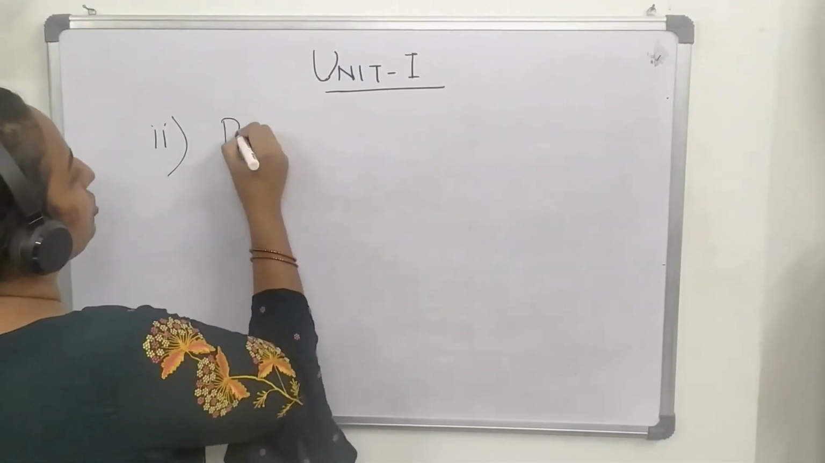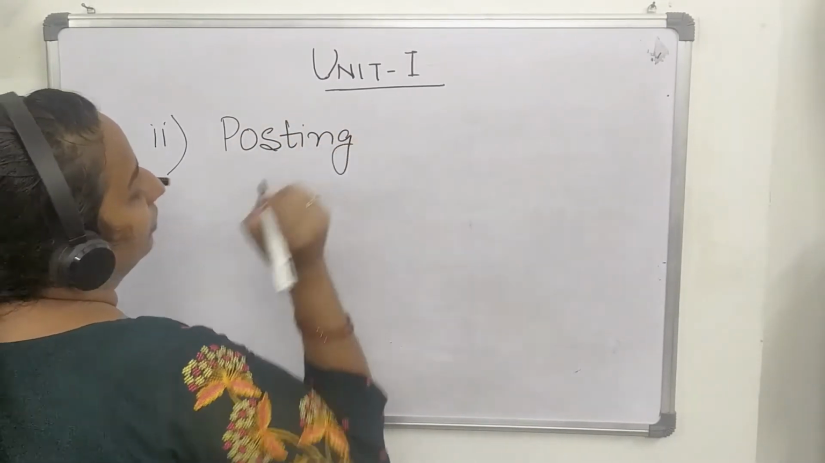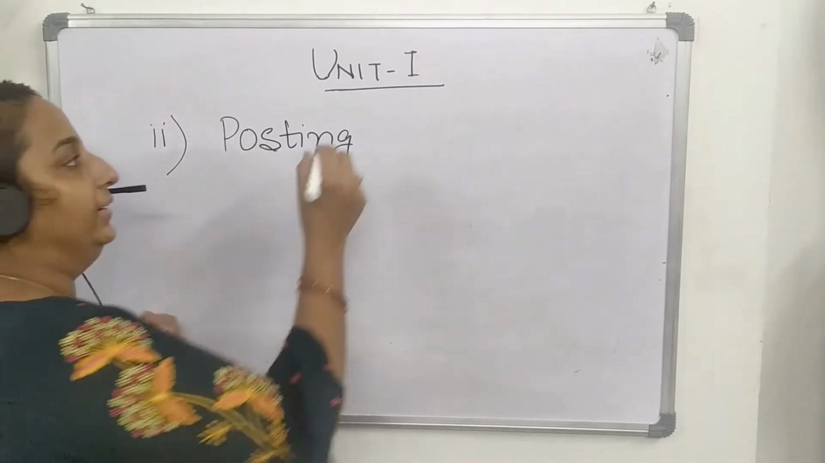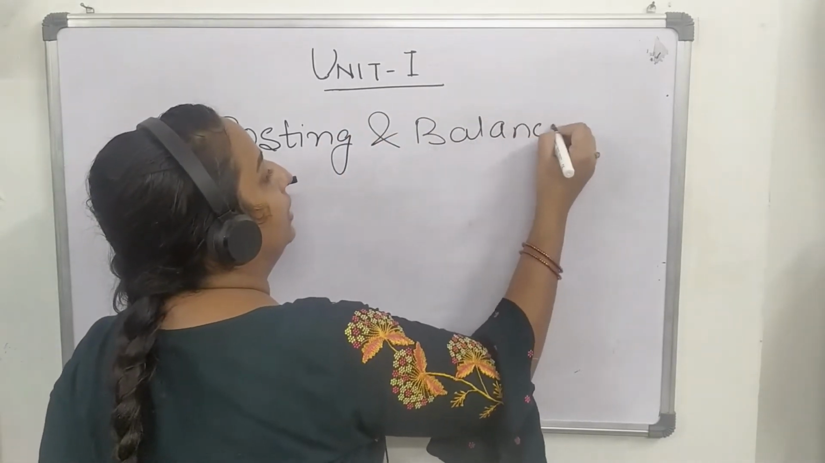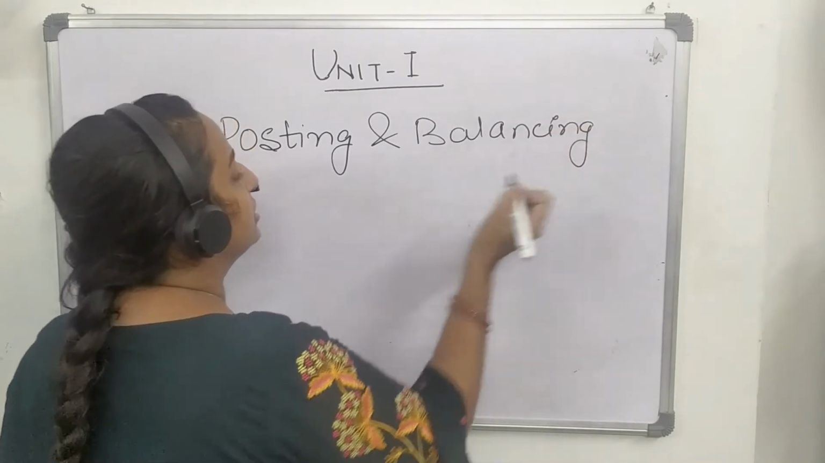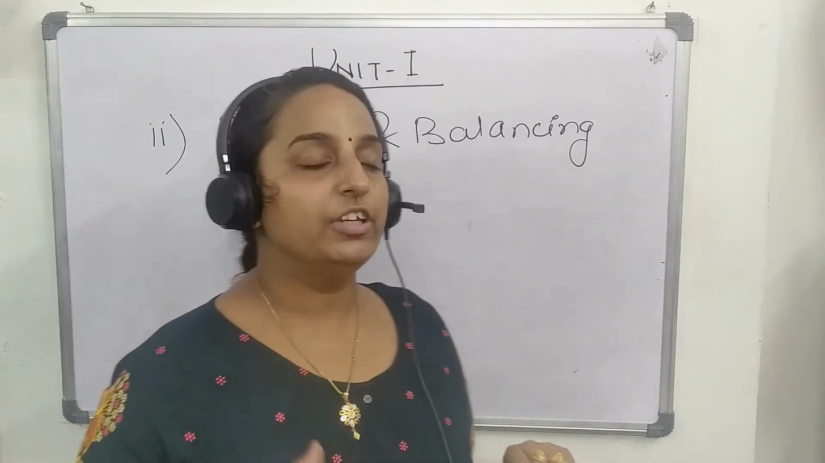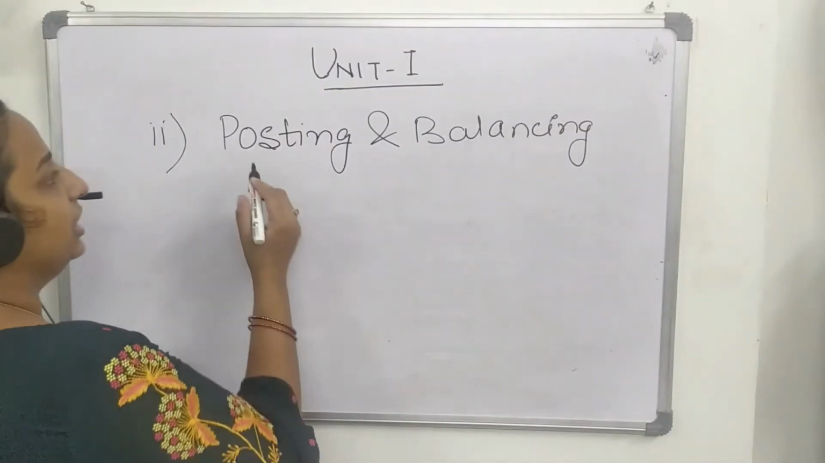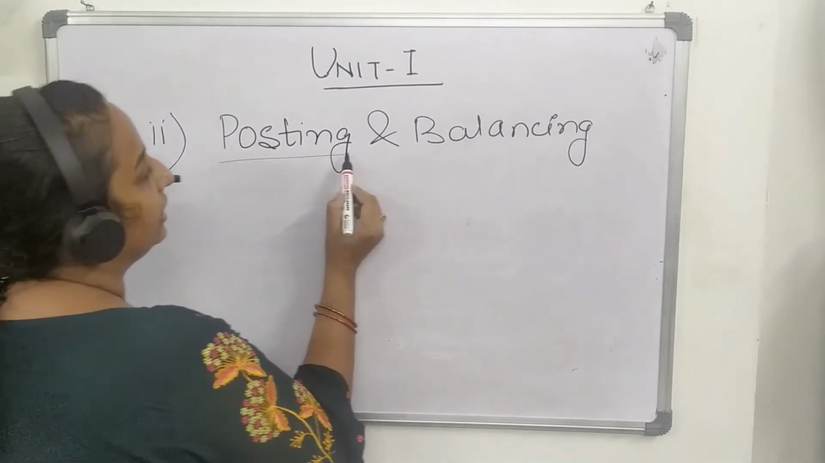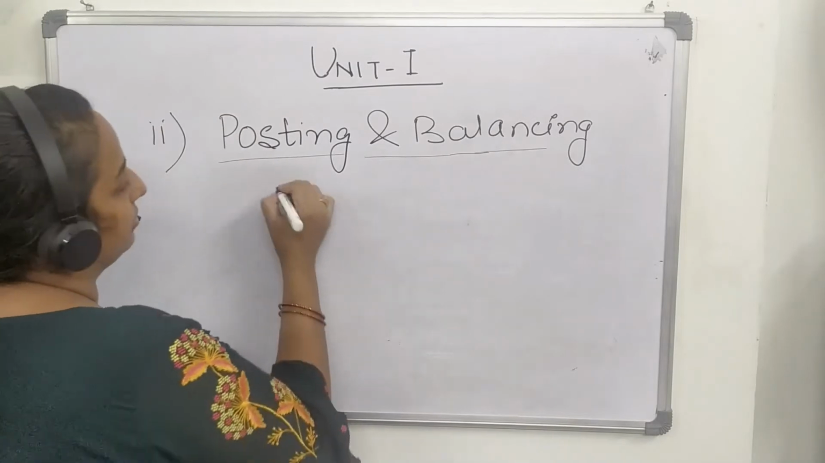Now, the second step is posting and balancing. In the very first step, we have identified the monetary transaction and passed a journal entry for it. Now, secondly, we will take these entries to their specific ledgers.